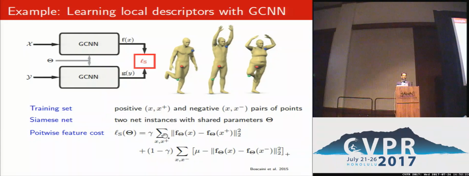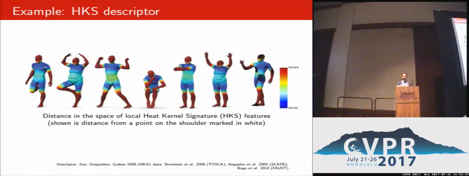Okay, and basically by minimizing this loss, we try to make these descriptors as discriminative as possible. So this is how it looks. What I show here is the distance in the descriptor space from the white point here on the shoulder to all the rest of the points on these and other shapes. And cold colors mean that the distance is small.